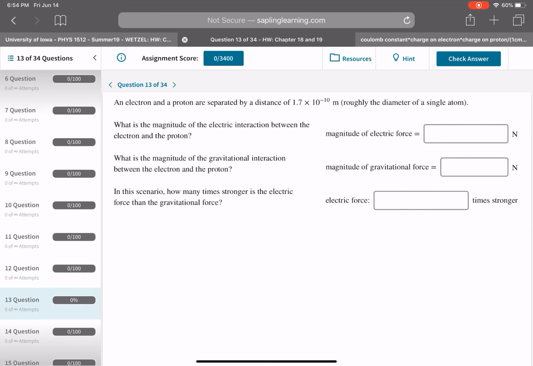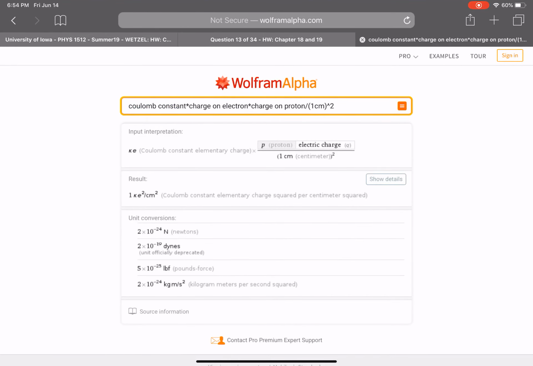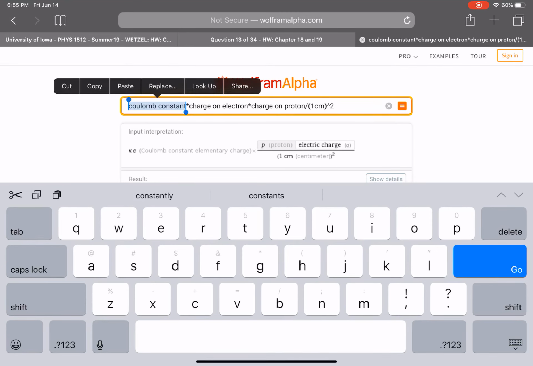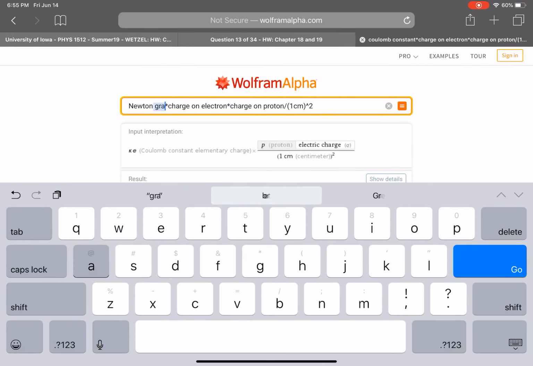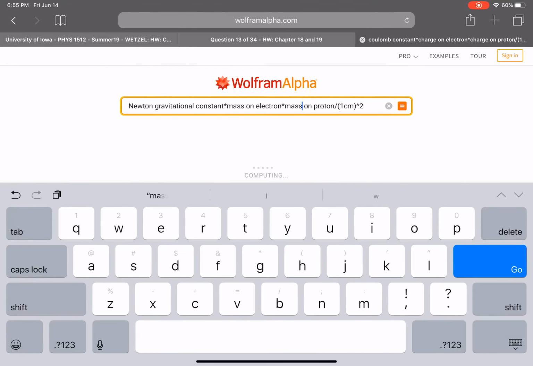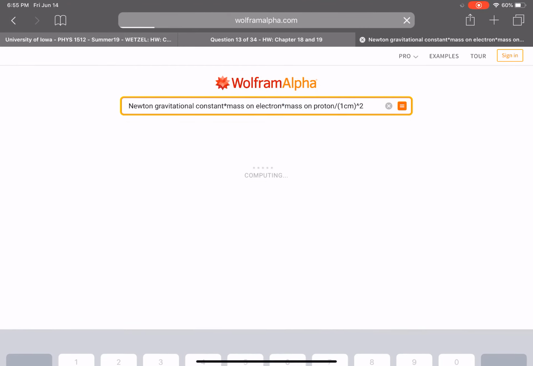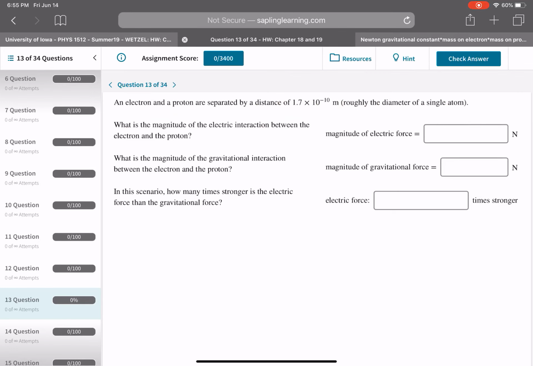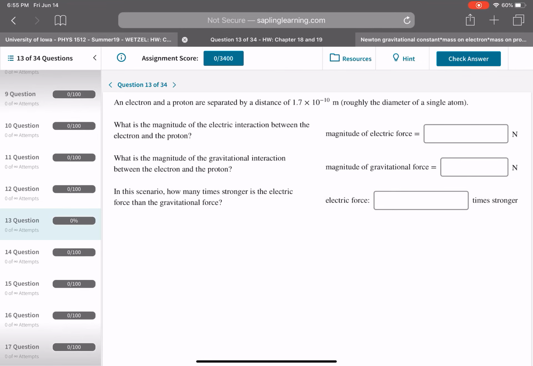And then what's the magnitude of the gravitational interaction? Well, you're going to use the exact same equation, but instead of the Coulomb constant, you're going to use Newton's gravitational constant, and instead of charge, you're going to use the mass of an electron and the mass of a proton, for the same distance squared. I get some more newtons here, times 10 to the minus 63. And then the third part is how many times stronger. So you divide those two numbers, and you should get about 10 to the 39 or so.